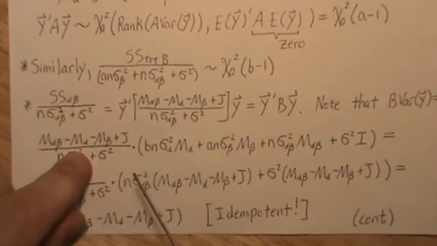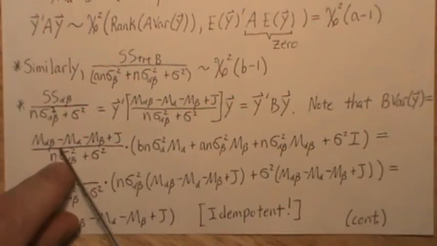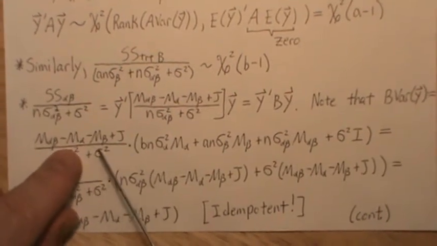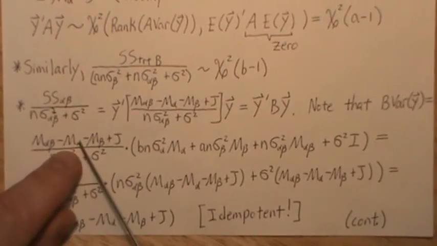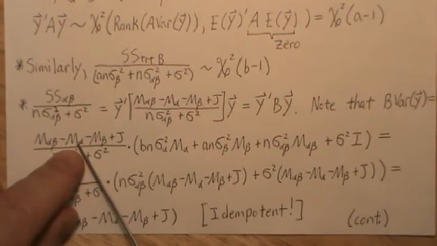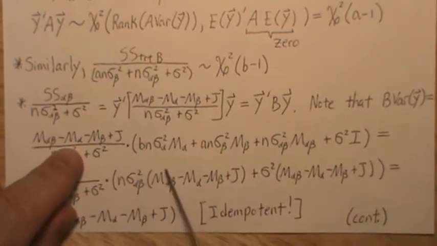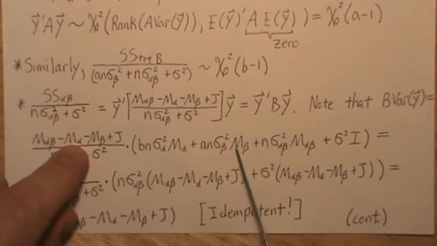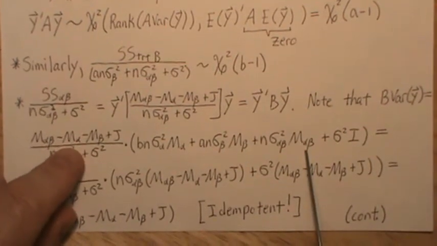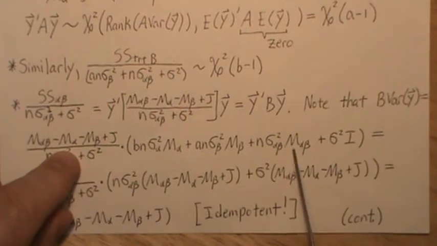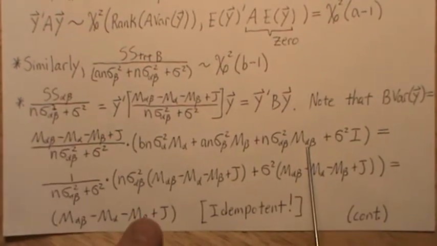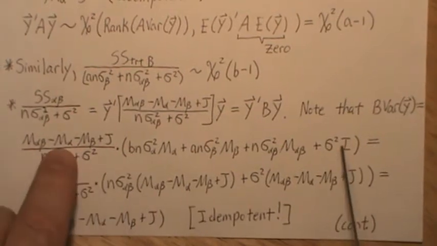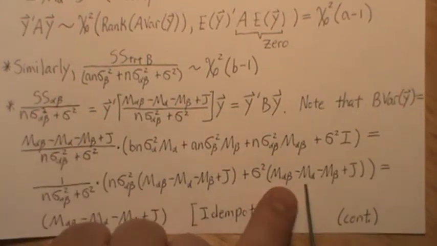Well, this one's an interesting one, because it projects into the interaction space, but orthogonal to the space associated with factor A, factor B, and the column of ones. So this times this is zero, this times this is zero, this times this, we get it back, because this lives in alpha beta. So that comes down here, and then that matrix times I, we just get that matrix.